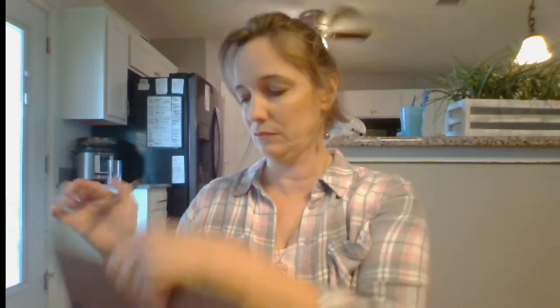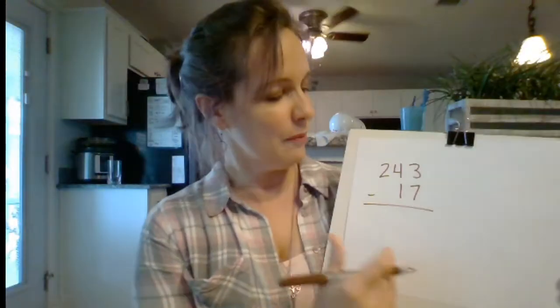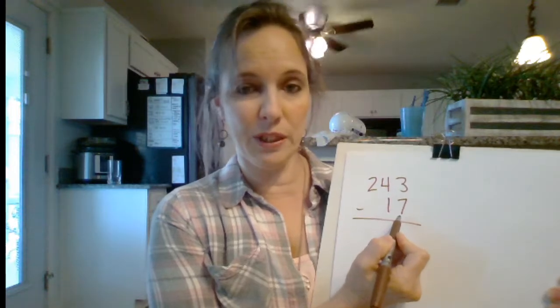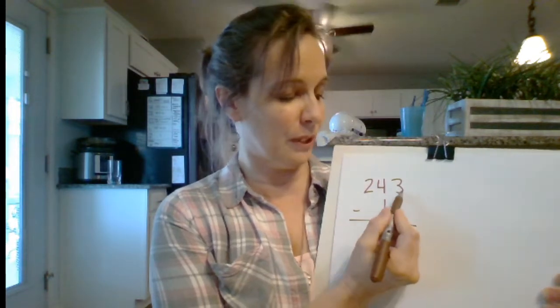So if we have 243 and we want to subtract 17. So let's look. If the bottom is bigger, you must borrow. That's just a rule you can learn. If the bottom is bigger, you can borrow, because you can't have 3 and take 7 from that.